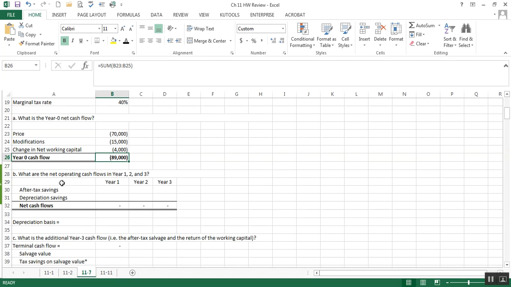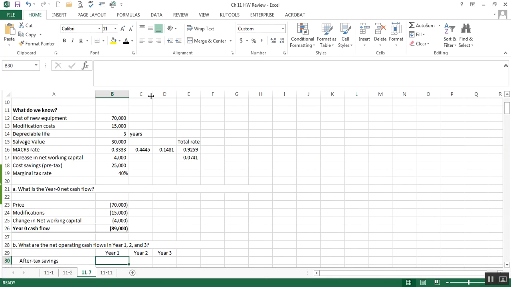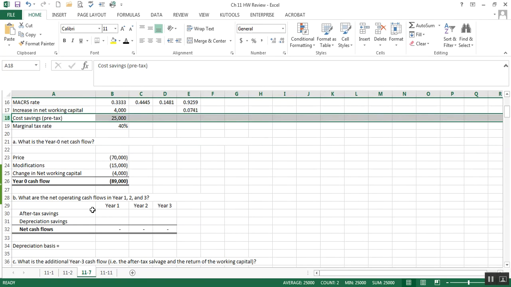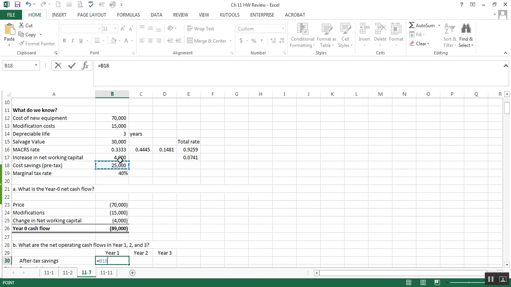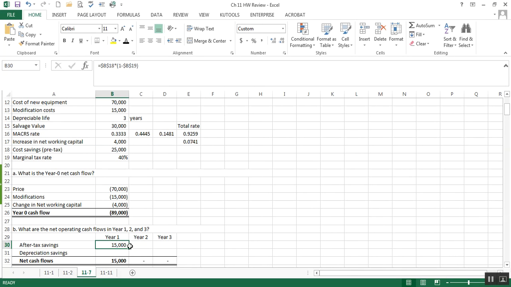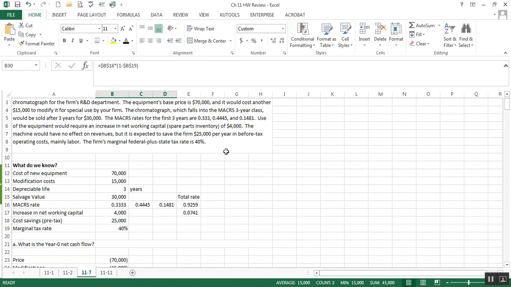Now let's look at what are the net operating cash flows in year 1, 2, and 3. We'll start with our after-tax savings. So going back to the original information that we were given, we know that our cost savings pre-tax is $25,000. Therefore, it would be the $25,000 times 1 minus our marginal tax rate of 40%, which gives us $15,000 as our after-tax savings. So that's the same for each year. The problem doesn't tell us that this changes.